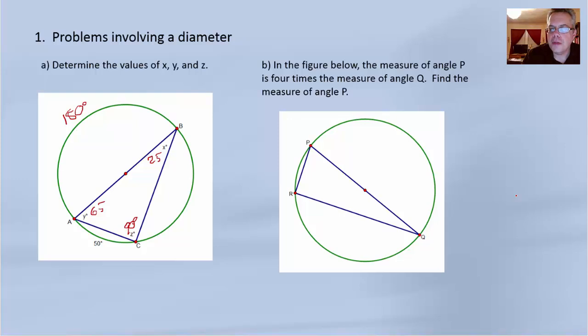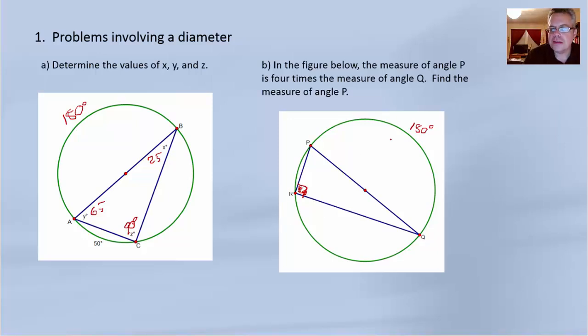And problem B, this is more like a question we had asked on a quiz. In the figure below, the measure of angle P is 4 times the measure of angle Q. Find the measure of angle P. All right, so the key is this is a right angle. So I'm going to draw in a little box there. And the reason why is it cuts off a diameter. And again, this is 180 degrees here, being a semicircle. So angle R this time is 90 degrees.